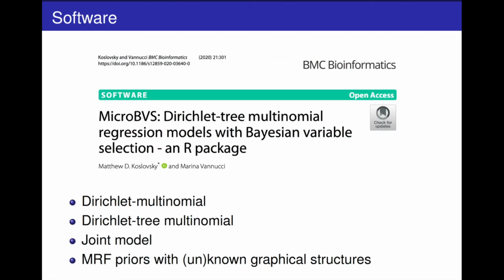Lastly, I would like to make a plug for a software package we developed to implement our proposed method. This package additionally performs variable selection for Dirichlet multinomial and Dirichlet tree multinomial models using spike and slab priors. And we also include alternative prior specification for inclusion indicators, such as the Markov random field priors with unknown or known graphical structures to accommodate functional relations among covariates.